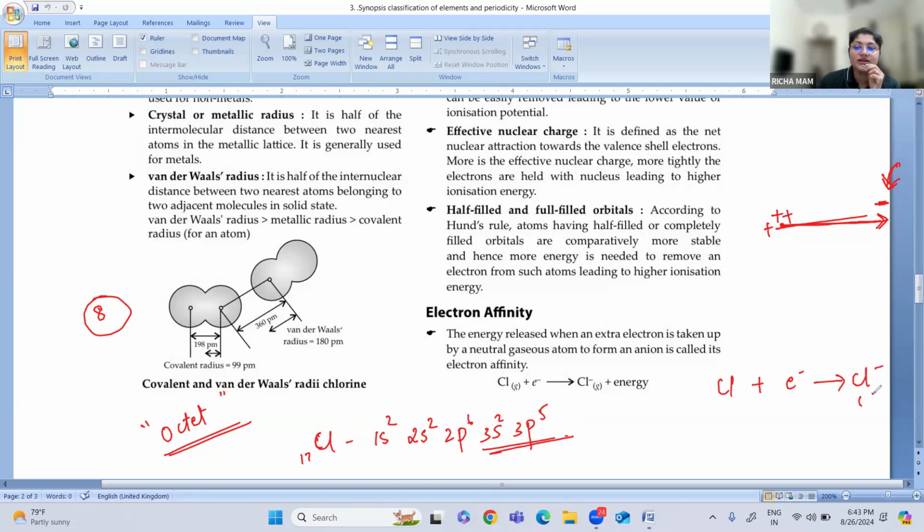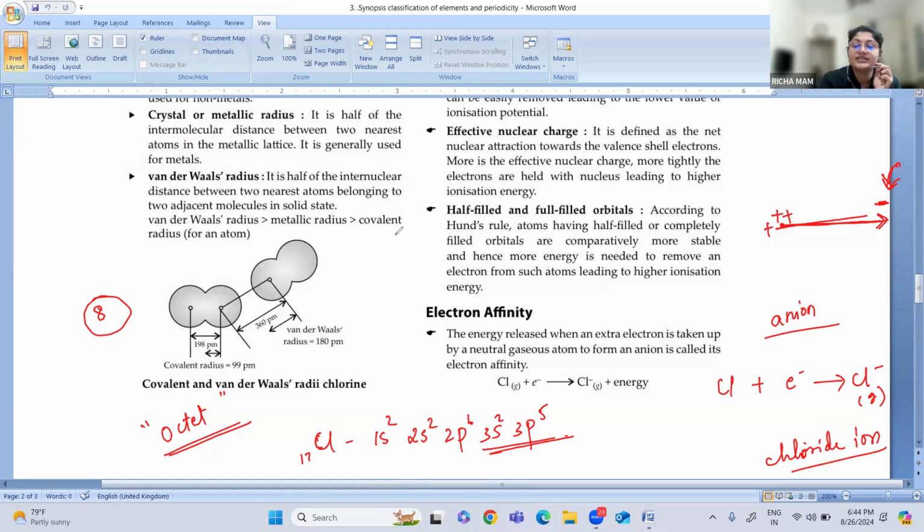So it becomes what? It becomes chloride ion. It is an anion. When you have a negative charge on the atom, it is called an anion. And when you have a positive charge on an element, it is called a cation. Right, we have seen that in the case of ionization potential.